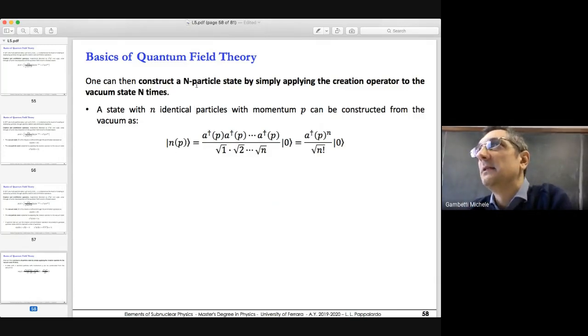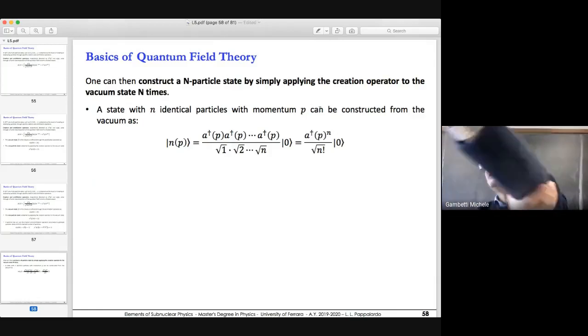Okay, so let's try to construct an n particle state by simply applying the creation operator to the vacuum state. Consider, for instance, n identical particles with momentum p, so the same momentum for all particles, and this we can construct simply by applying n times the creation operator to the vacuum state. If you do this n times, you would obtain an n particle state. And this you can, of course, also write in a more compact way as the power n of the creation operator divided by the square root of n factorial.